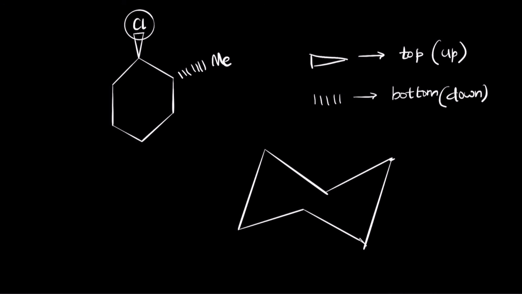At each carbon, the top position is either axial or equatorial. If there is an axial position on the top here, then the axial here will be at the bottom. The same way, because the axial is on the top, the equatorial will be on the bottom. Here axial is at the bottom, so equatorial will be on the top. Based on this understanding, chlorine is written as a wedge, which means it's on the top. So this is the chlorine, and methyl is written as a dashed line, which means it's at the bottom.